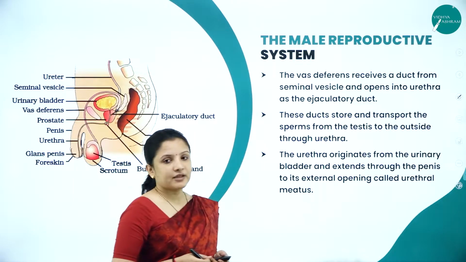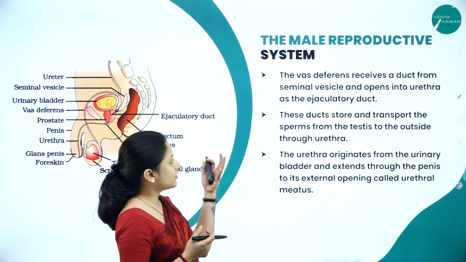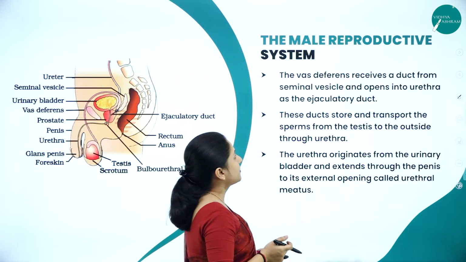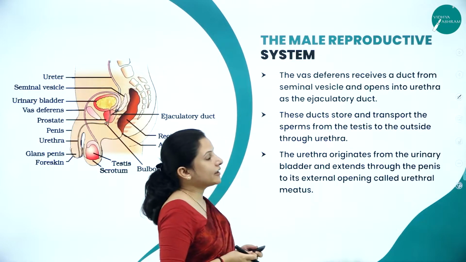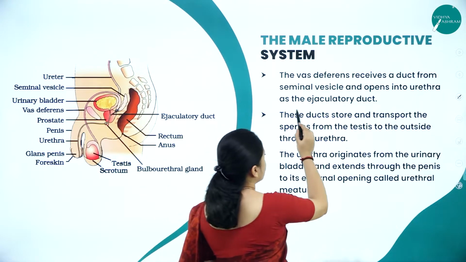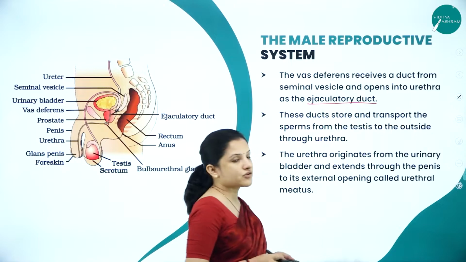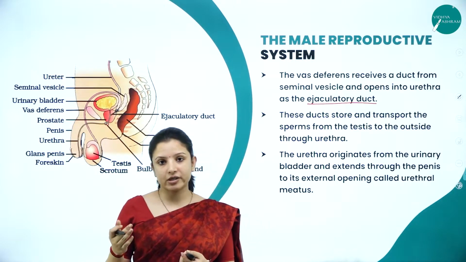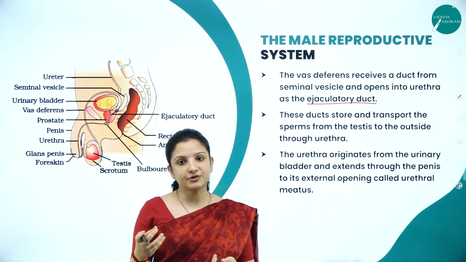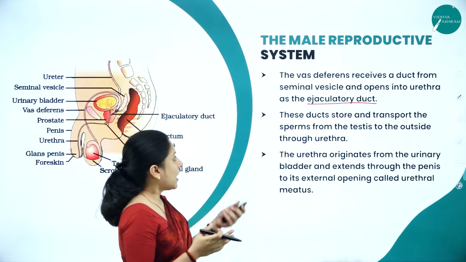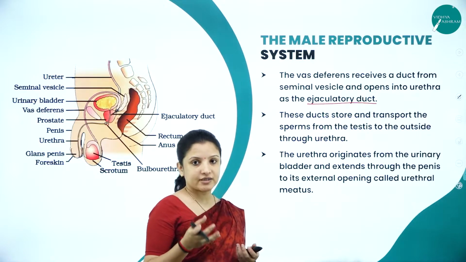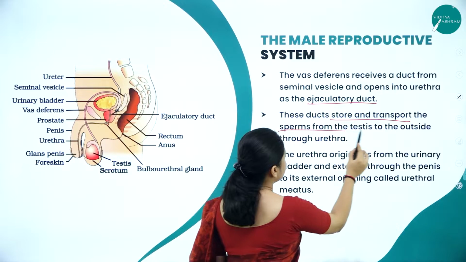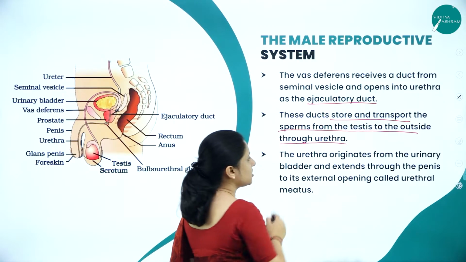So the vas deferens receives a duct, or a tube, from the seminal vesicle, and that opens into the urethra as the ejaculatory duct. It is through the ejaculatory duct that the sperm comes out of the male body, and these ducts store and transport the sperms from the testis to the outside through the urethra.